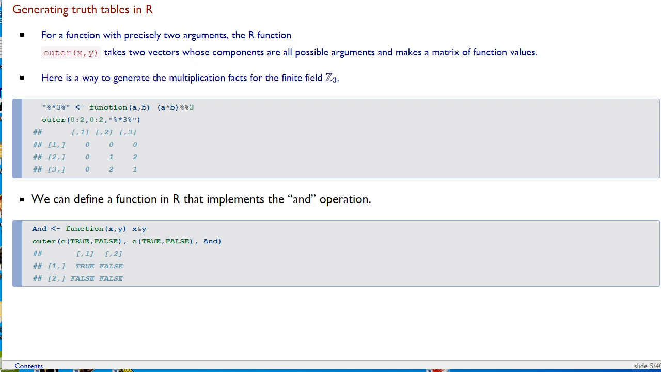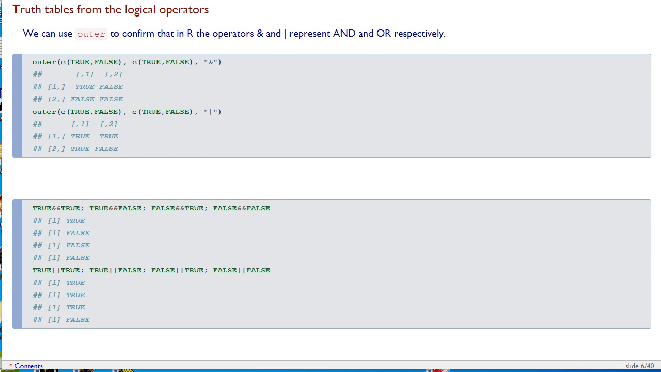We can also get the facts for the AND operation. We can say, yep, we got two inputs. The possible values of each are represented by the same vector, true and false. And in R, the way you collect values together into a vector is by putting c in front of them. And outer then tells us, yes, indeed, with this function, which I have named AND, if both the inputs are true, the function value is true. Otherwise, we get false.